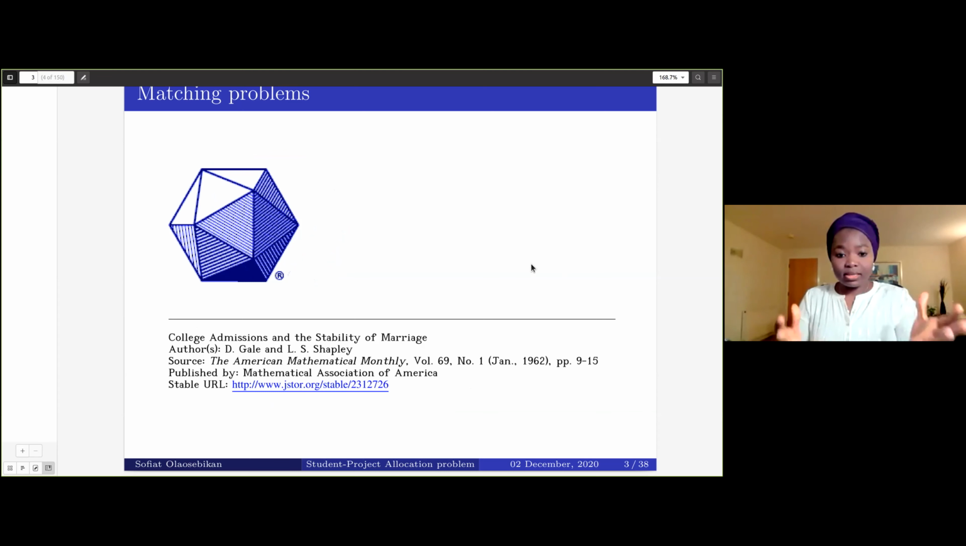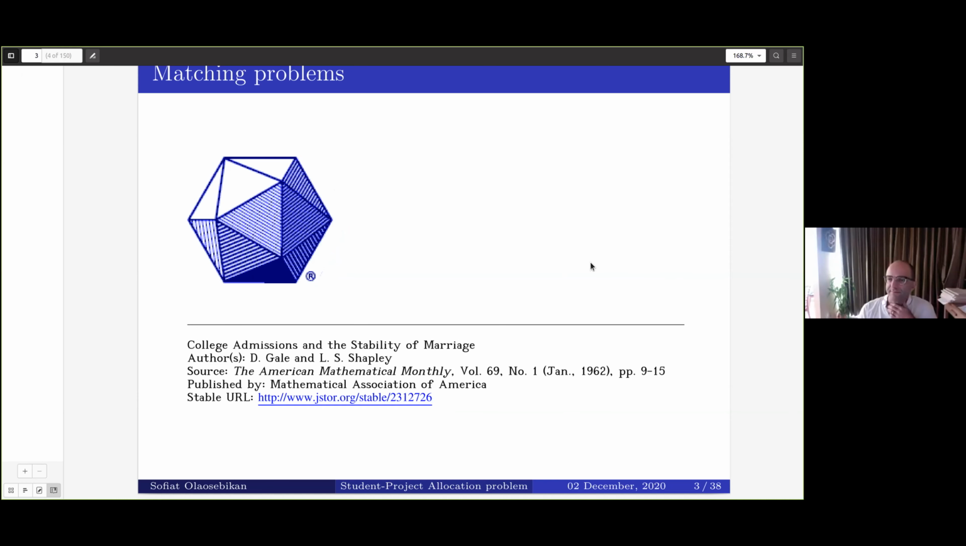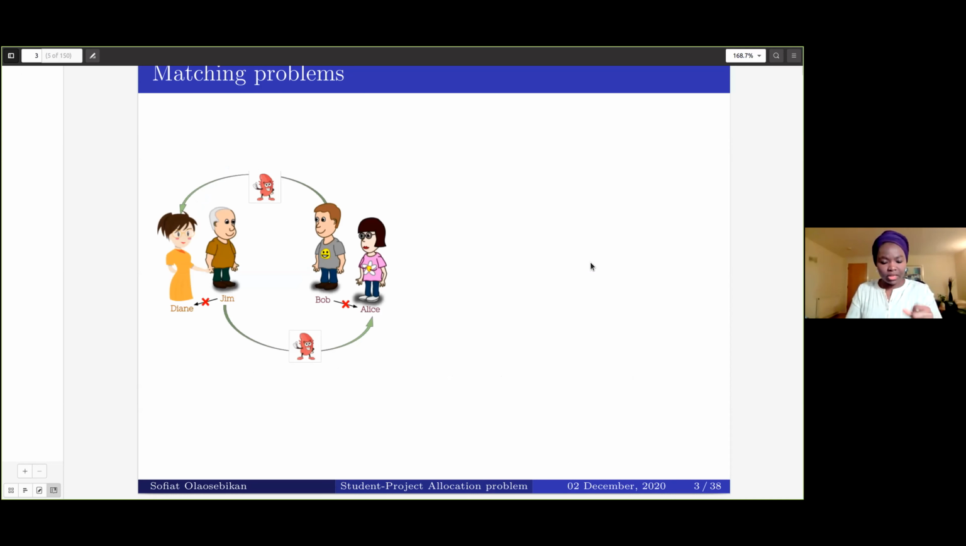And ever since the paper was published in 1962, there has been tons of research in the areas of matching problems, mostly inspired by practical applications. And some of those applications, the kidney exchange problem. So we have a situation where Diana needs a kidney and Jim, her dad, wants to donate his kidney to Diane, but they are incompatible. And a family somewhere, Bob and Alice, wants to exchange kidneys, but they are not compatible. However, by swapping the kidneys around, the exchange can still take place. So this is known as the kidney exchange problem and modeled as the matching problem.